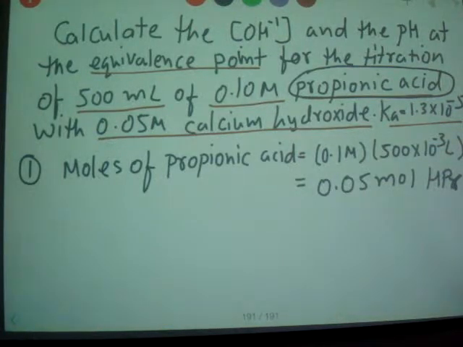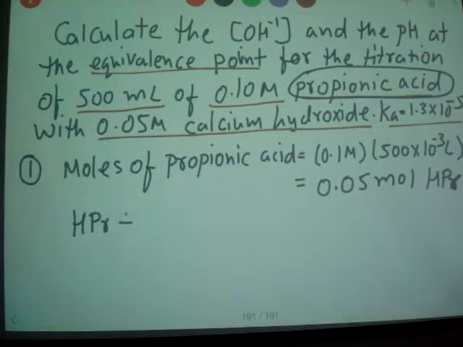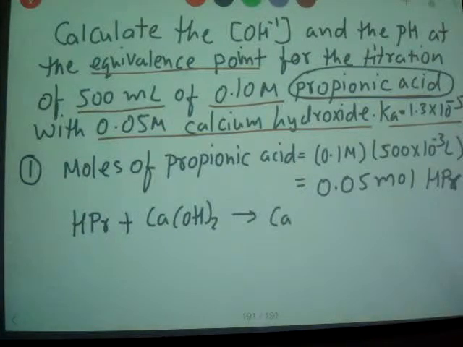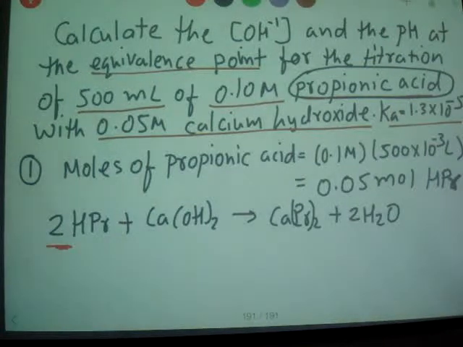Alright, now when you write the equation, I'm going to write HPr, propionic acid, and calcium hydroxide, Ca(OH)2. Then we write CaPr2, we need to balance it, and then 2H2O. So when you do that, you see there is a 2 to 1 ratio, 2 propionic acid to 1 calcium hydroxide.